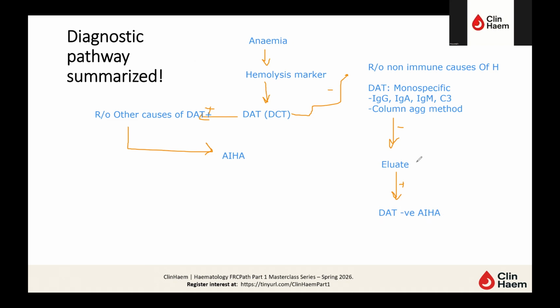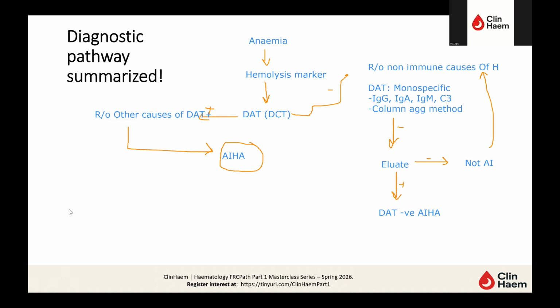If the eluate is negative as well, you don't see any antibody which is autoimmune, then this is definitely not autoimmune at all. So what you need to definitely do for this hemolysis is go back to ruling out your non-immune causes thoroughly. So that's the easy bit in the top section of the algorithm. This is where you reach AIHA or no AIHA.